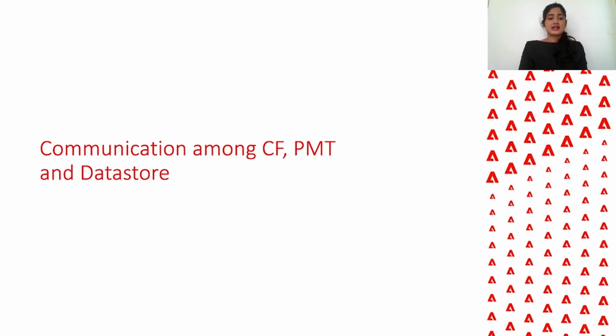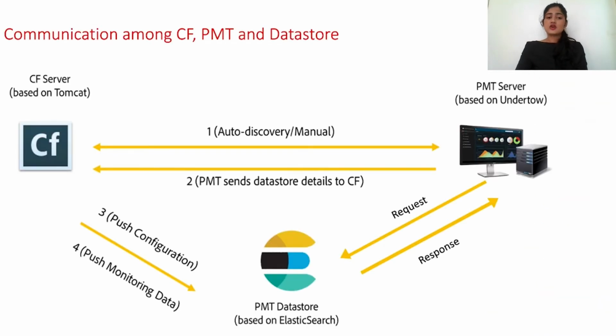So now let's take a look at how CF, PMT, and the Datastore talk to each other. As we already saw, PMT will first have to recognize a CF server by either auto discovery or manual configuration. Once that is successful, PMT will send the Datastore details, like the IP and the port where the Datastore is running, to CF so that CF can start talking to the Datastore. Because CF will always communicate or send data directly to the Datastore.